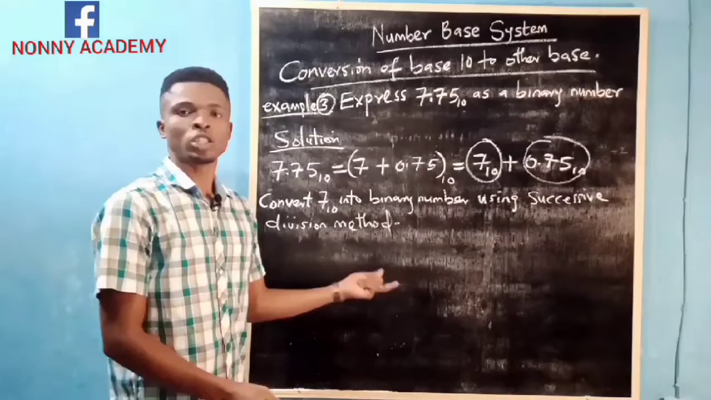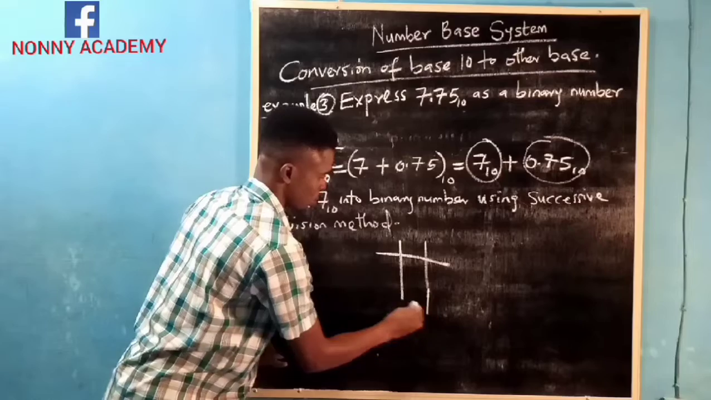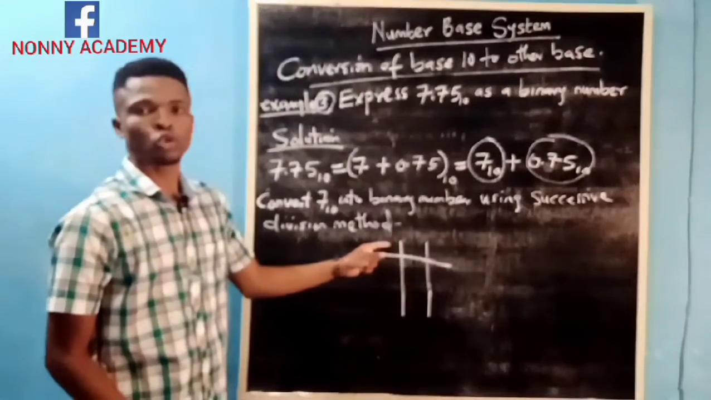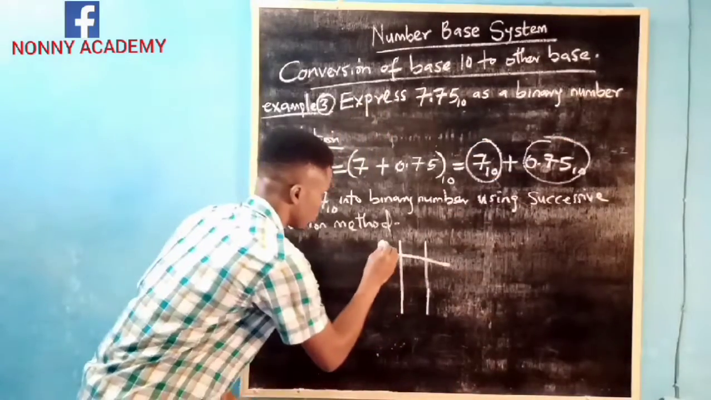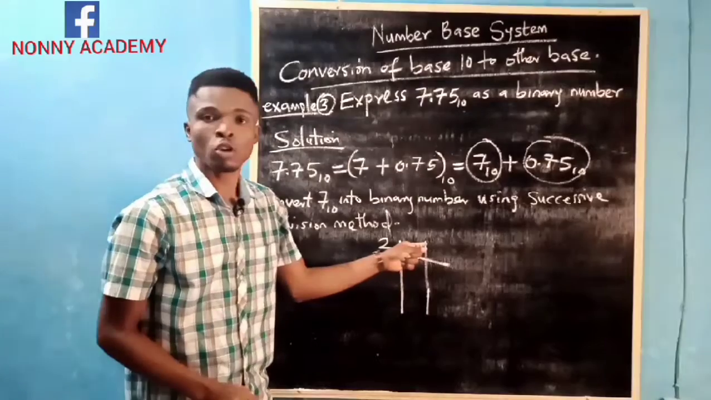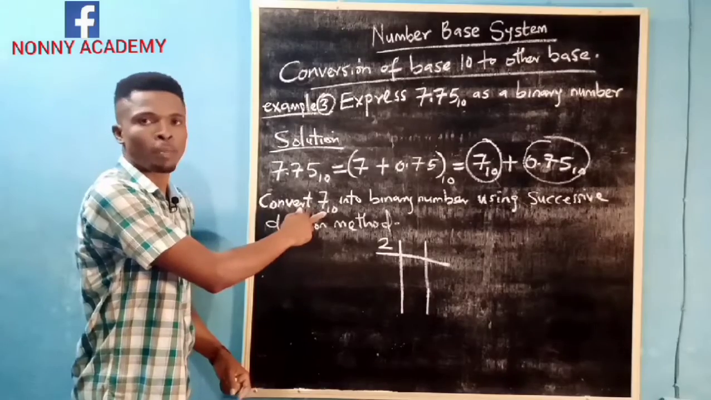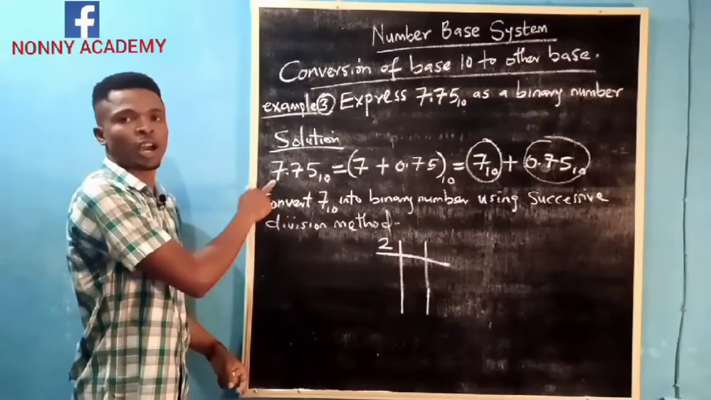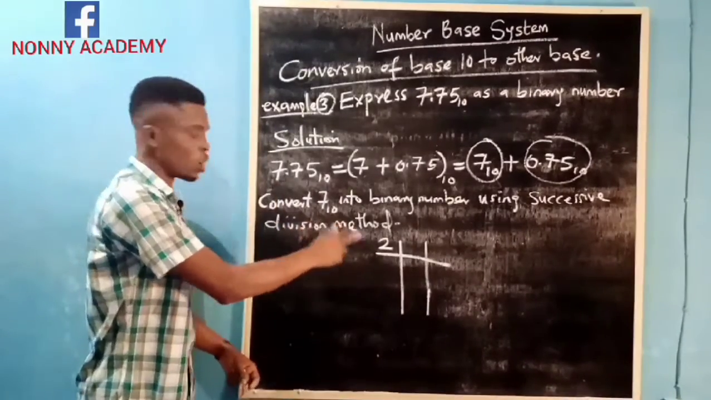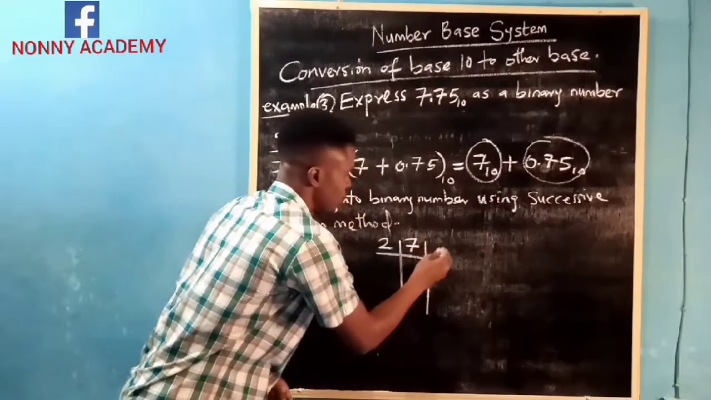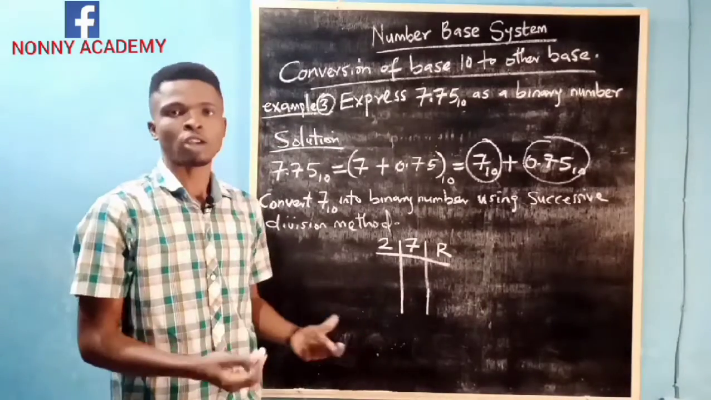So I will now draw the long division table. Here I will put 2 because I'm converting to binary number, which is the same thing as base 2. The second column I will put 7 because I'm only converting the whole number part of this question. I have 7.75 here, so I'm converting only the whole number part, which is 7. And here I'll put the remainder, R. So I'll solve this as usual.